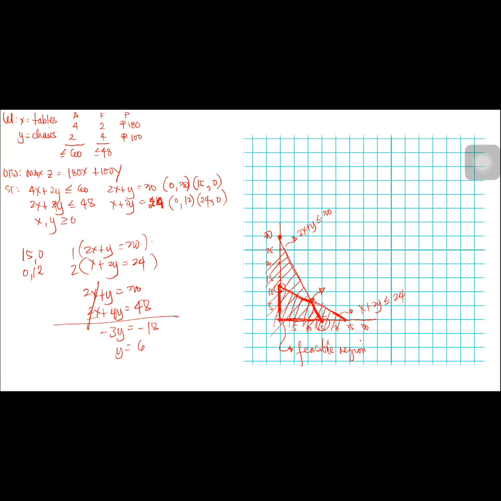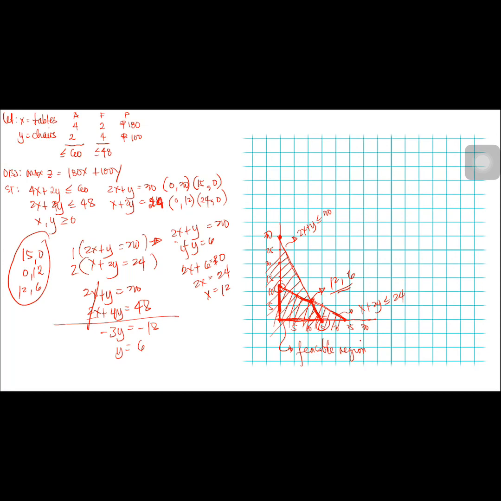If y is 6, what is x? In the equation 2x plus y is equal to 30, if y is equal to 6, then 2x plus 6 equals 30, so 2x equals 24, and x is equal to 12. So this point is 12 and 6. These are our vertices.